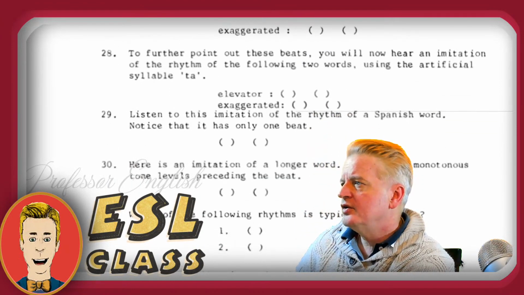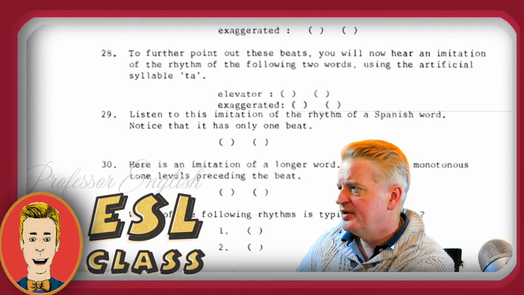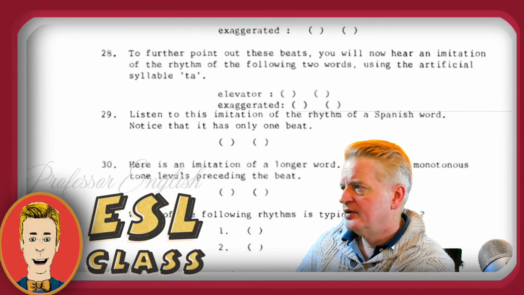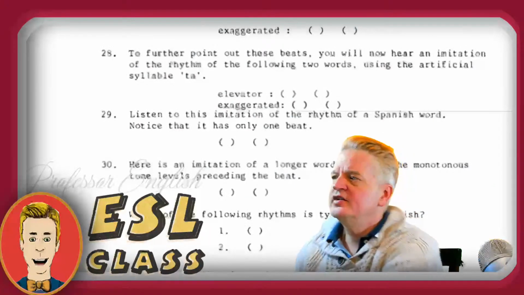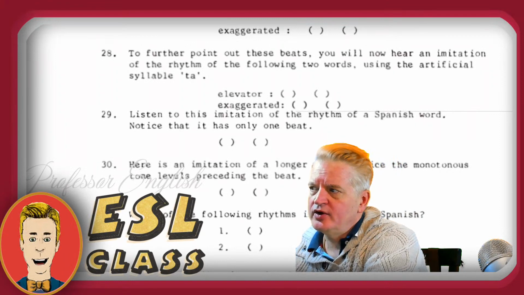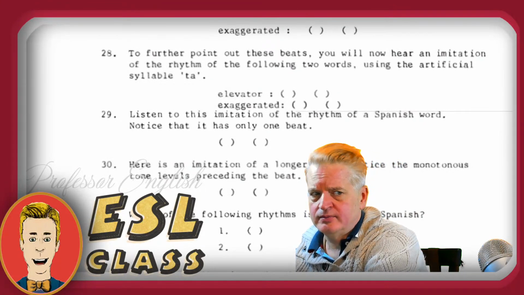Number 28. To further point out these beats, you will now hear an imitation of a rhythm of the following words using the artificial syllable ta. Ta ta ta ta ta ta ta. Number 29. Listen to this imitation of the rhythm of a Spanish word. Notice that it has only one beat. Ta ta ta.